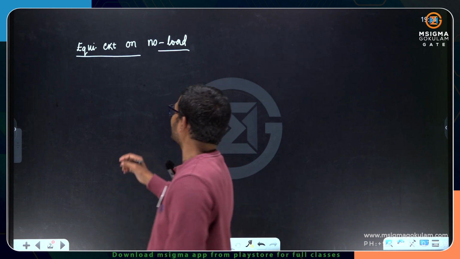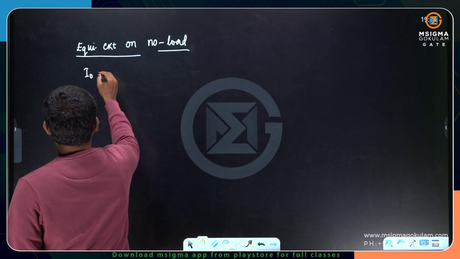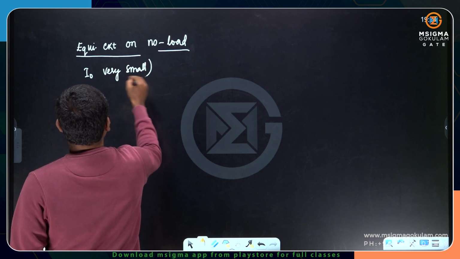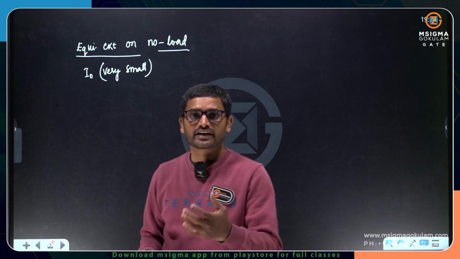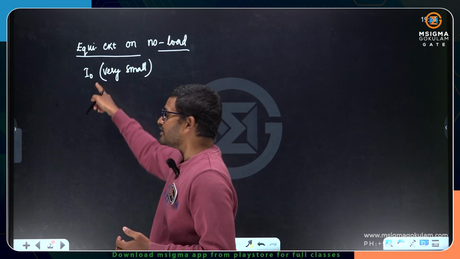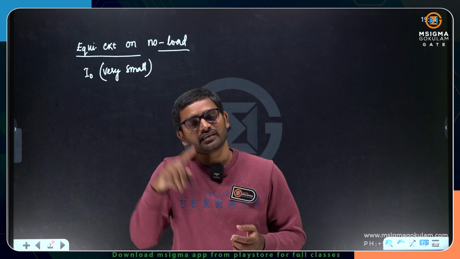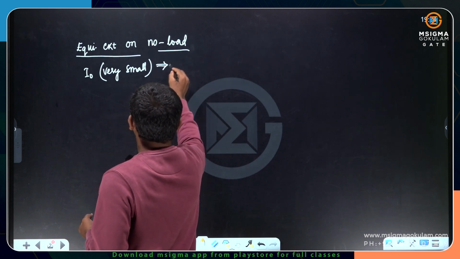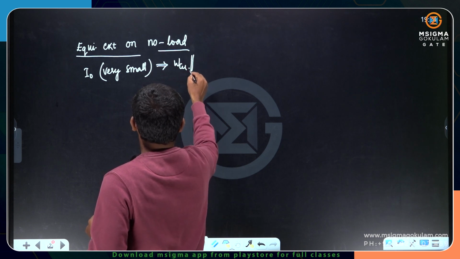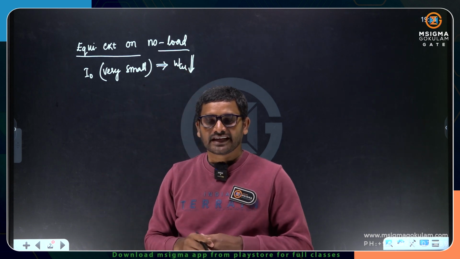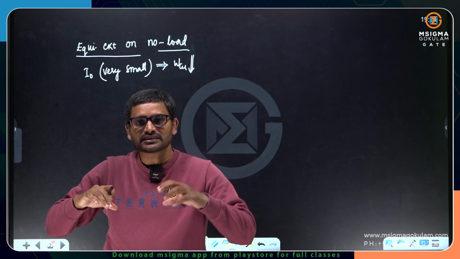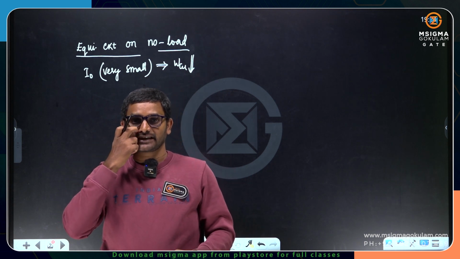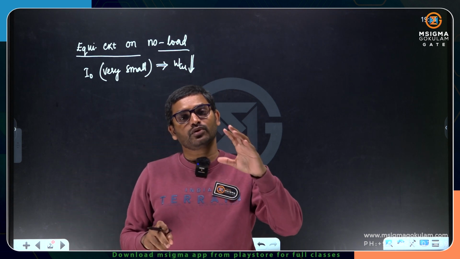Under no load the current is very small, as I naught is very small. You don't get much copper losses. That too, this I naught is circulated only in one winding; the other winding is not carrying any current. As this is very small, the copper losses are going to be very small. So that means what? No need to represent the winding parameters, the winding resistance and the winding reactance. It is enough to represent only the core parameters.